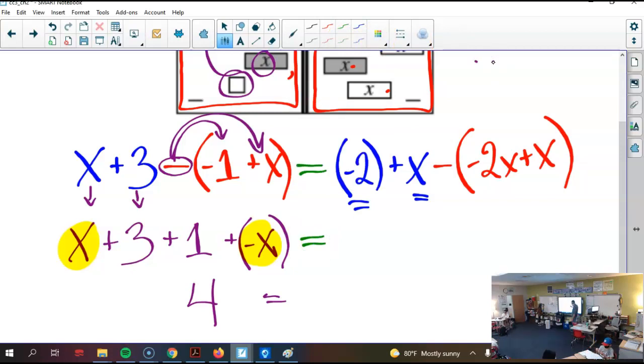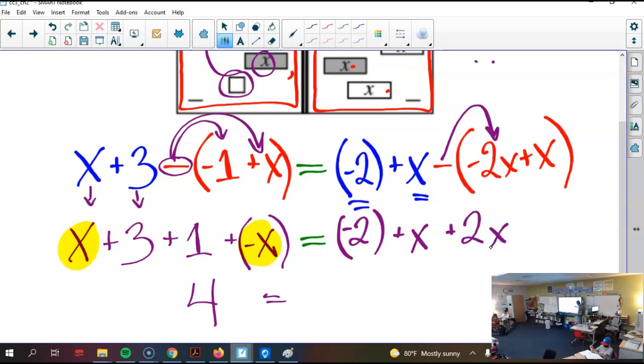Bring down what's not going to change. Negative 2 is not going to change right yet. This positive x is not going to change right yet. What's the opposite of negative 2x? So yeah, 2x. Sorry, I forgot to say the x there. What's the opposite of the positive x? Negative x. Or I could just write minus. So for my friends that really want me to write minus, I'll write minus there.